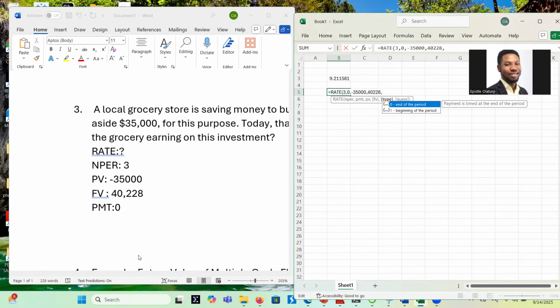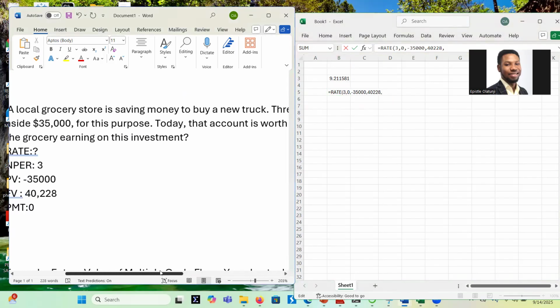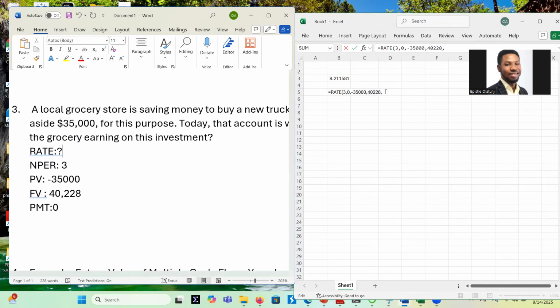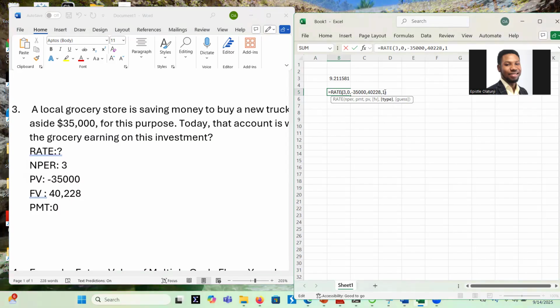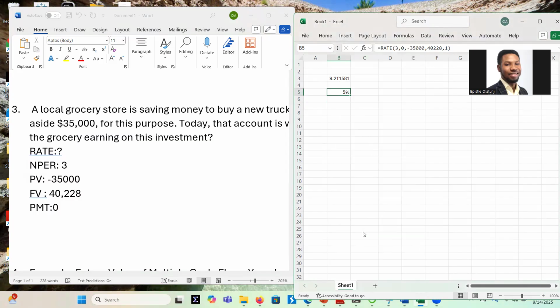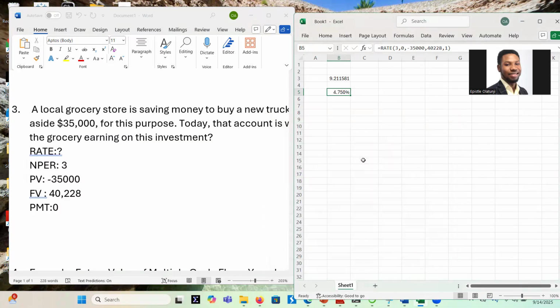And did he say beginning of the period or ending of the period? A new truck 3 years ago, set aside today. He didn't tell if it's beginning or ending, but let's just do beginning of the period. Enter. So the rate is 5%. In case you want to check the decimal point, you can change it to 3 decimal places, and it gives you 4.750%.